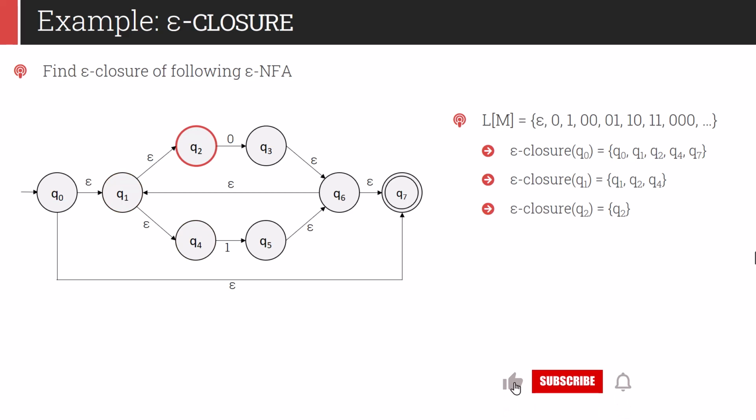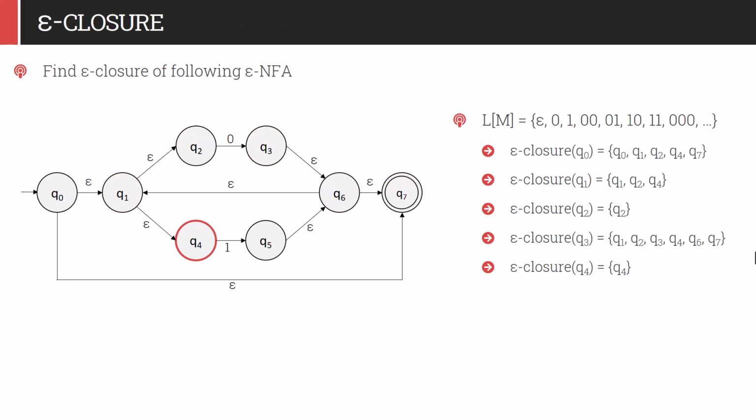From Q2 there is no epsilon transition, so epsilon closure of Q2 would be Q2 itself. For Q3, Q3 by default, then by reading epsilon we can go to Q6. From Q6, if we read epsilon we can go to Q7 as well as Q1. From Q1 we can go to Q2 and Q4 by consuming epsilon. So all those states would be part of epsilon closure of Q3.